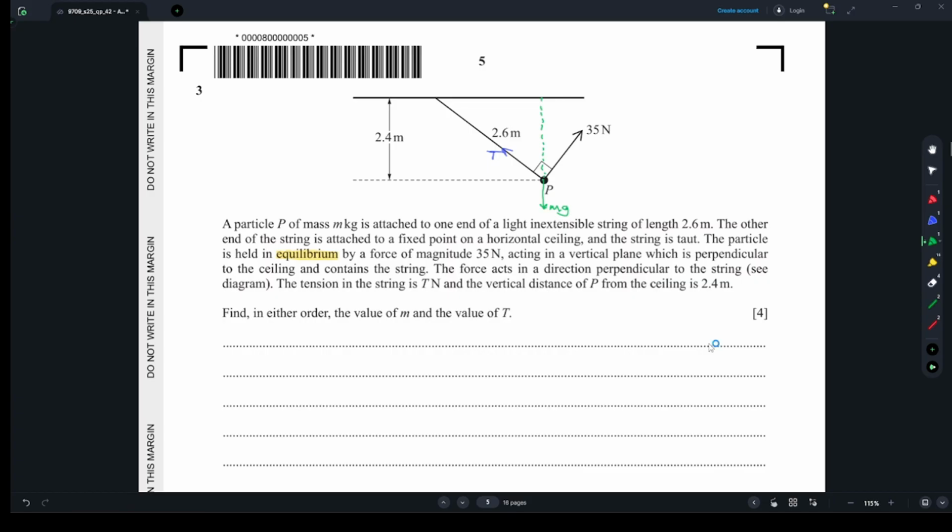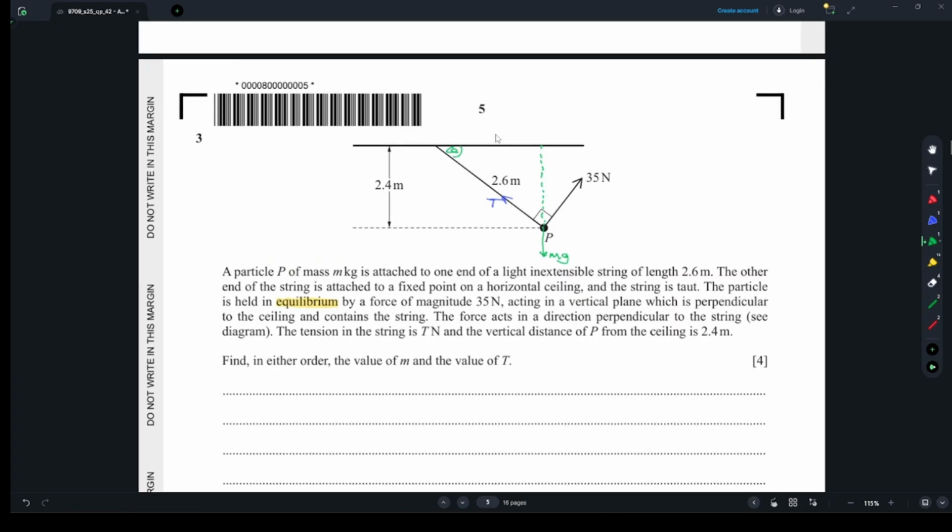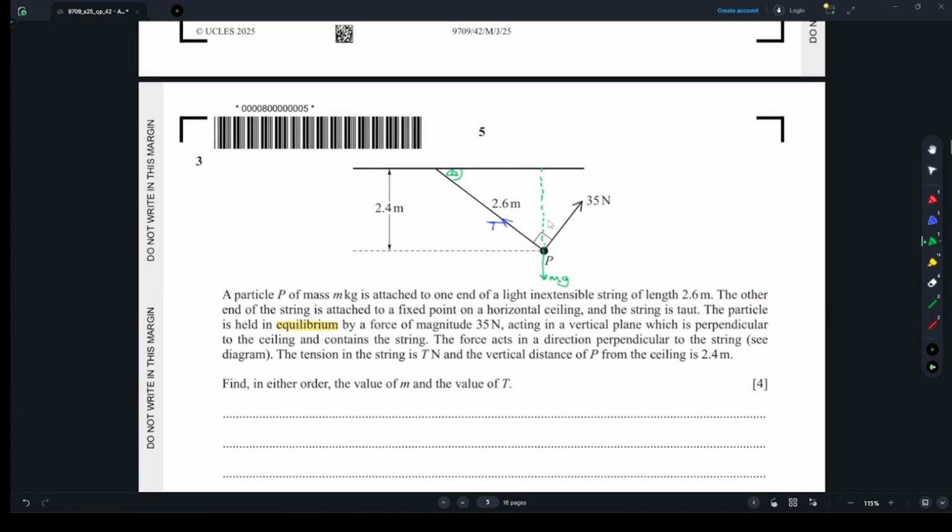So now we have a problem because the angle of the string we don't know, and they didn't give it to us. So you have to decide. In this case, I will select the angle of the string with the horizontal as theta. Why did I take that one? Because when I draw this dotted line, it makes a right angle triangle. 2.6 is the hypotenuse, and according to this angle, the opposite is 2.4.